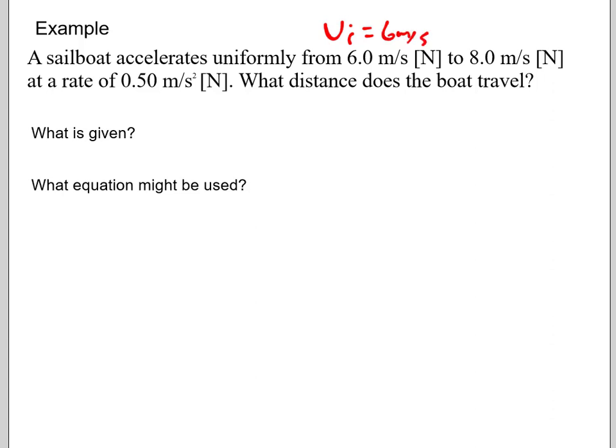There's VI, 6 meters per second. There's VF, 8 meters per second. At a rate of 0.5 meters per second squared, there's an acceleration. What distance does the boat travel? So I'm looking for a D.